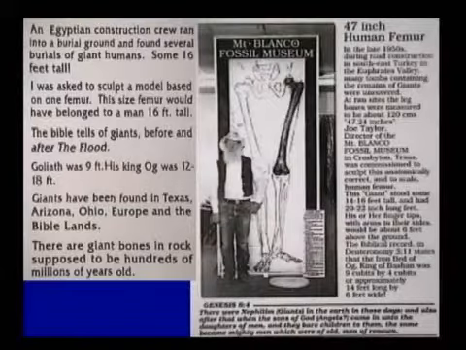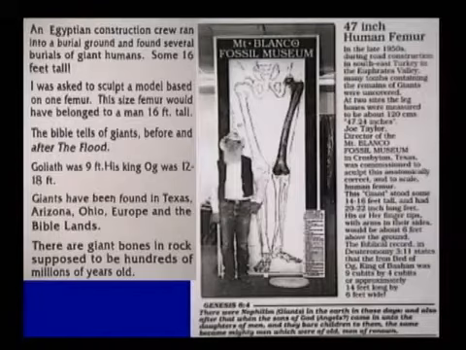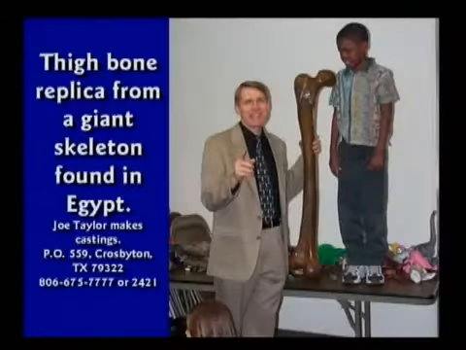Giant skeletons have been found in Texas, Arizona, Europe, Ohio, and in the Bible lands. There are giant bones in rocks supposed to be hundreds of millions of years old. That's the problem, is that stupid evolution theory that hinders people from doing research. Here's a kid standing next to the replica of the thigh bone here that was found in Egypt.